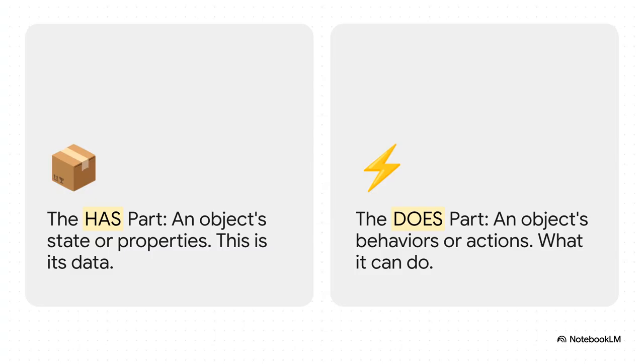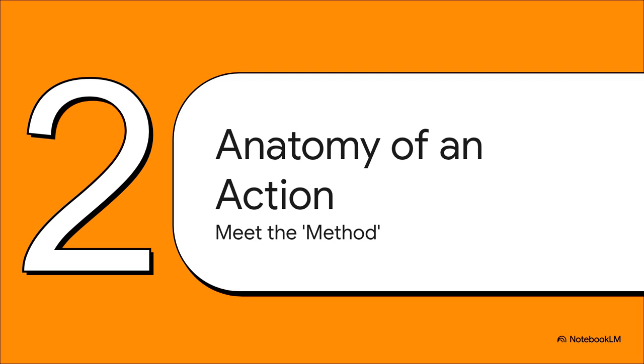Let's just think about a dog, right? What does a dog have? Well, it has a color, a breed, a name. That's its data, its properties. And what does a dog do? It barks, it runs, it wags its tail. Those are its actions, its behaviors. You know, this fundamental split between what something is and what it does is pretty much the organizing principle for almost all modern software.